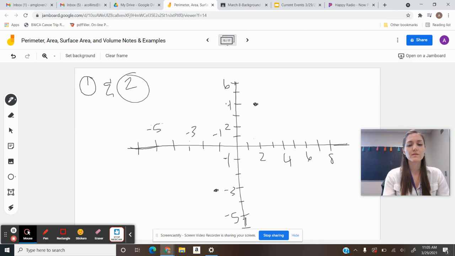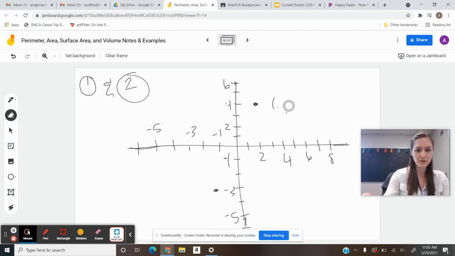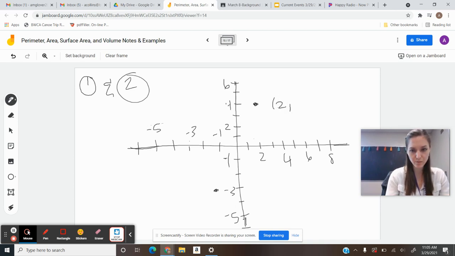Okay. So let's say we're looking for the coordinates of this point. First, I'm going to look at my x-axis, or the numbers that go this way. And I'm going over 2. So I know my answer is going to be 2, comma. Now I got to figure out where it lands on my y-axis. And I'm going up 4. So then it's just going to be 4. So my answer is 2, comma, 4.